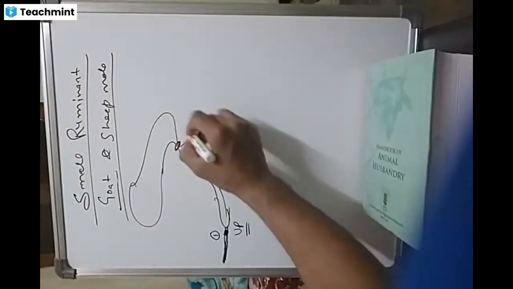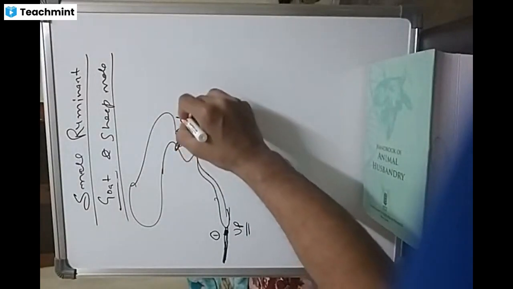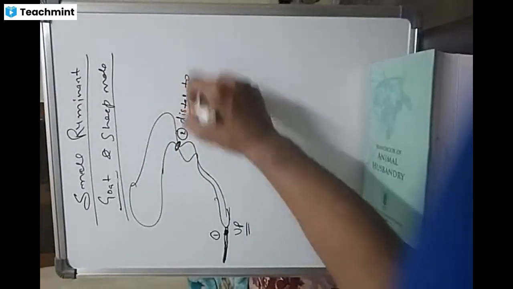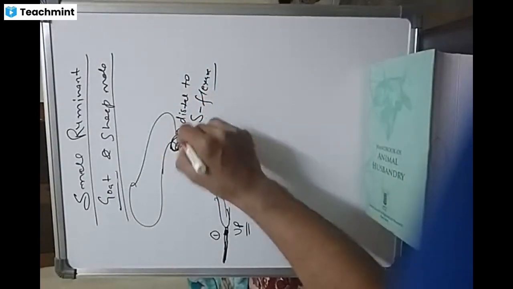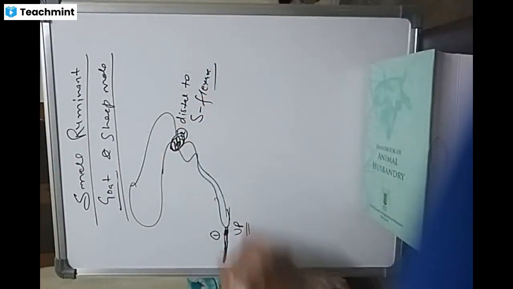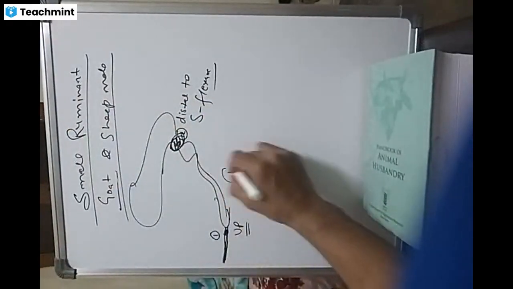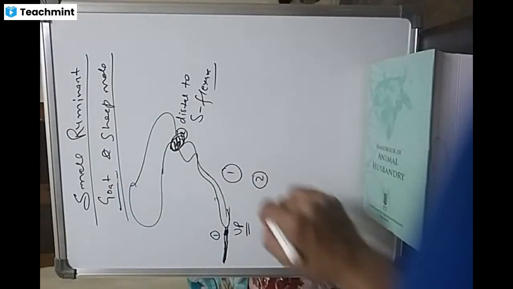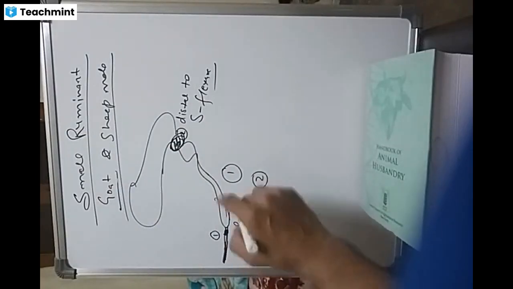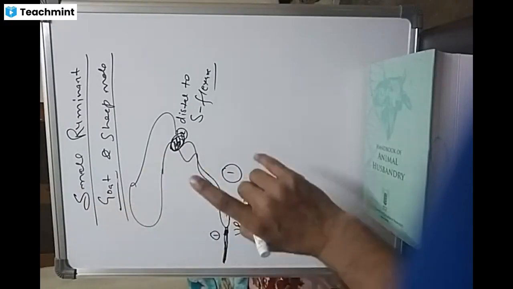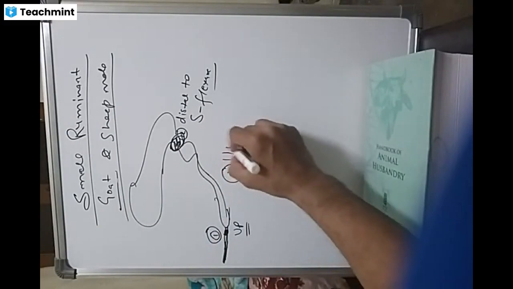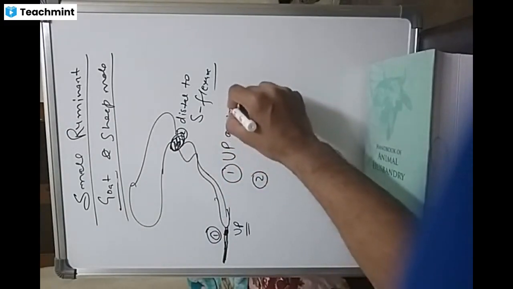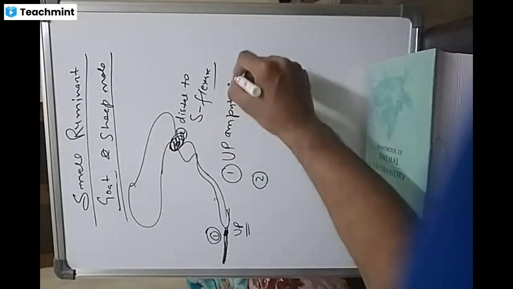Second most common is distal to the sigmoid flexure. Second common is this one, and first common is this one. So in case of sheep and goat, this is the most common site. If we start the surgical correction, then we start from the most common site. So what we do is urethral process amputation.